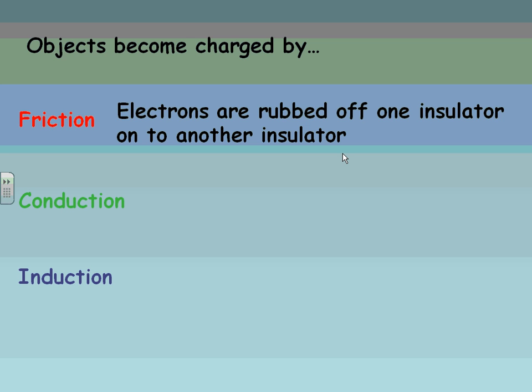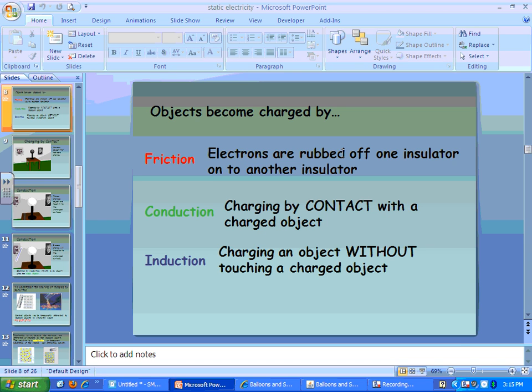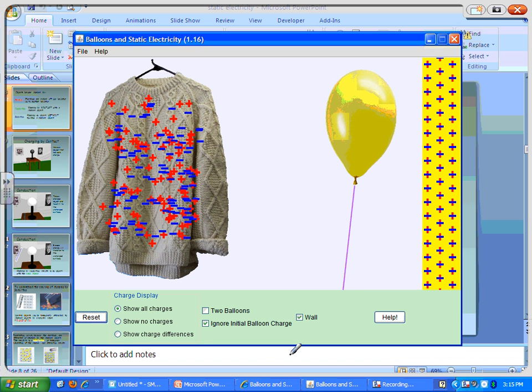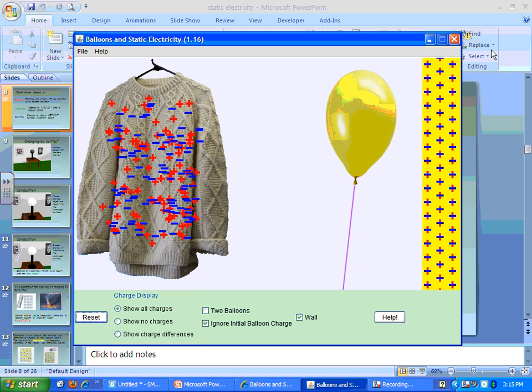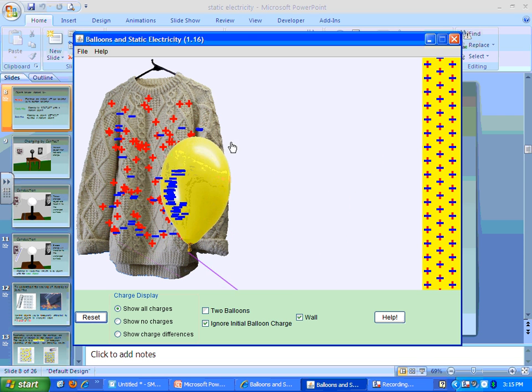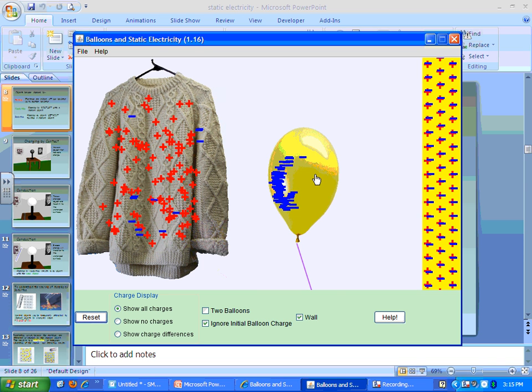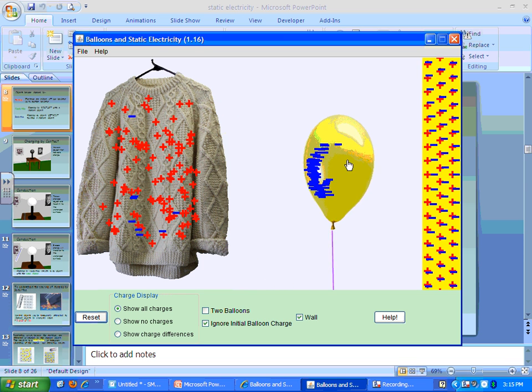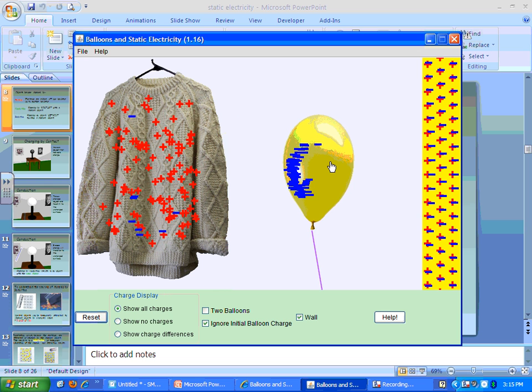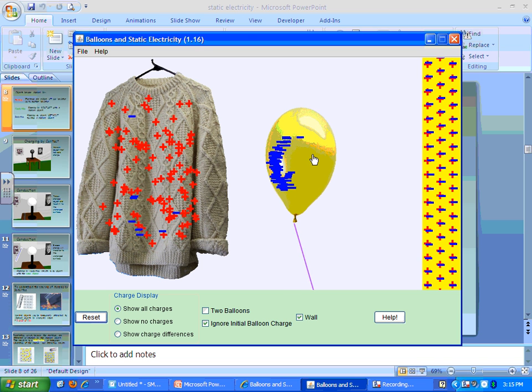So to give you an idea of friction, we have a little simulation here. In this simulation, we have a balloon and this wool sweater. I can take the balloon over here and rub it against the wool sweater, and notice what's happening. I'm stealing electrons from the atoms in the wool sweater. So now this balloon has become negatively charged. This is basically the same thing as when you rub a balloon or run a comb through your hair and pick up something with it.